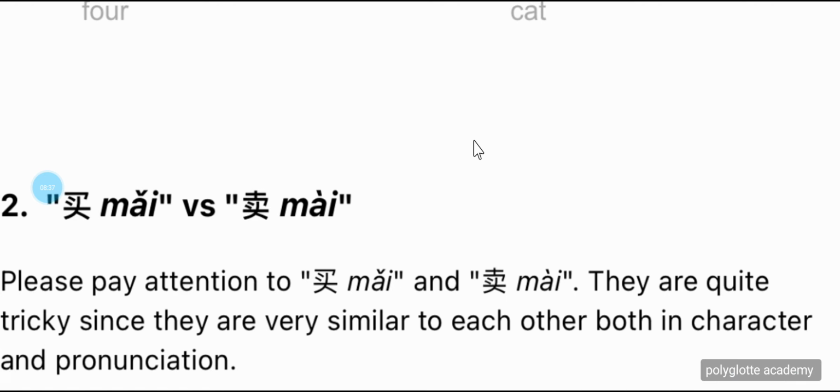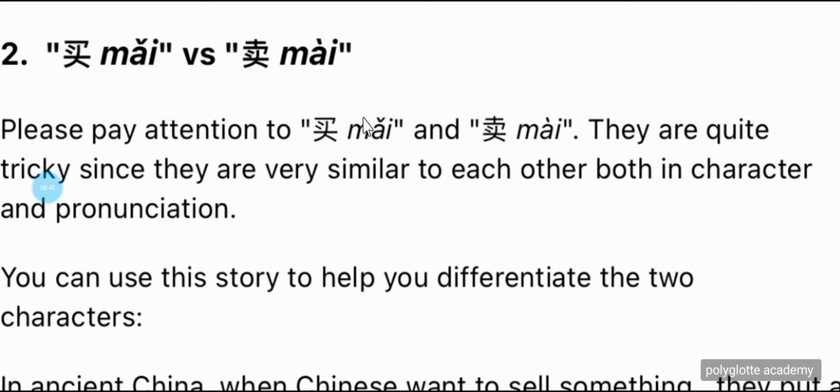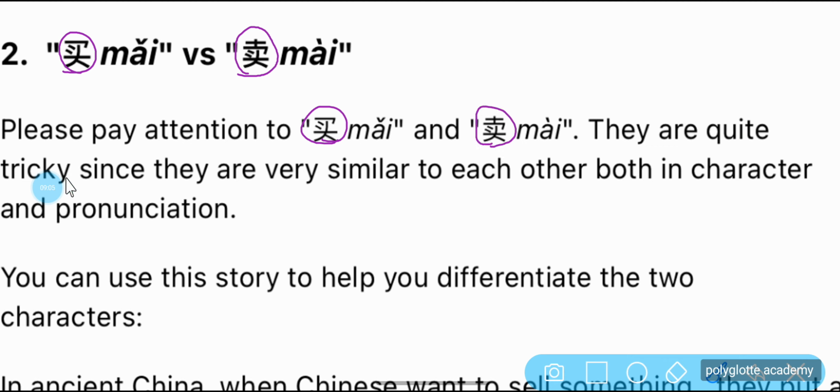好，继续。Now the second point here we're going to look at under animals will be 卖, let me explain this character. We've seen this. 买, to buy, and 卖. So I want to see the difference between 买 versus 卖, to sell. Please pay attention to 买 and 卖. They are quite tricky since they are very similar to each other, both in character and pronunciation.